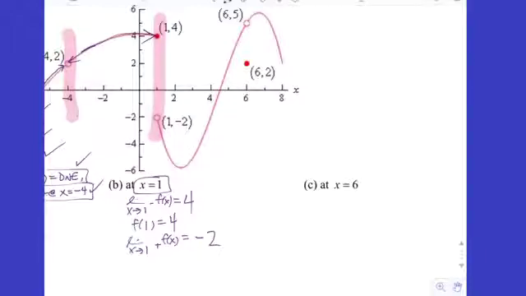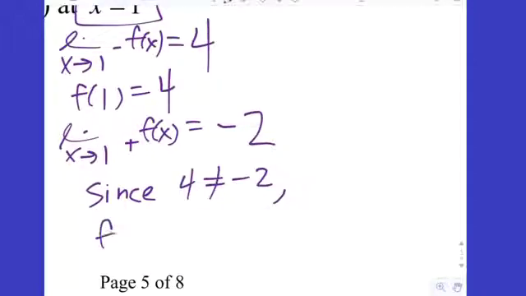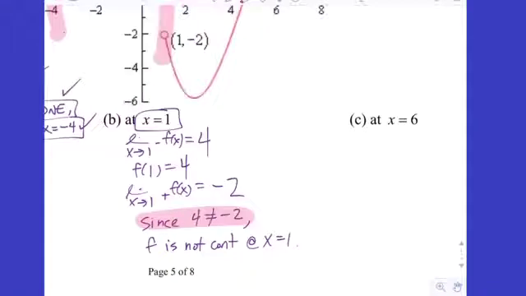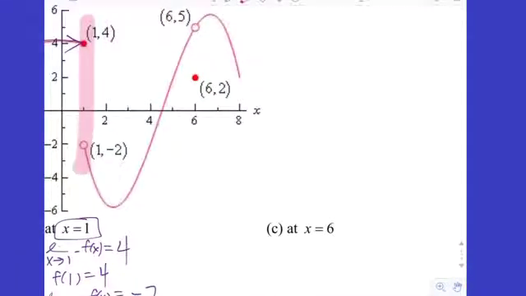So here they all three exist. We have a road, a bridge, and a road, but now two of them are not equal. So now you say since 4 does not equal negative 2, f is not continuous at x equals 1. And because the general limits do not equal each other, guess what type of discontinuity we have? A jump. So anytime the limit from the left does not equal the limit from the right, we have a jump.